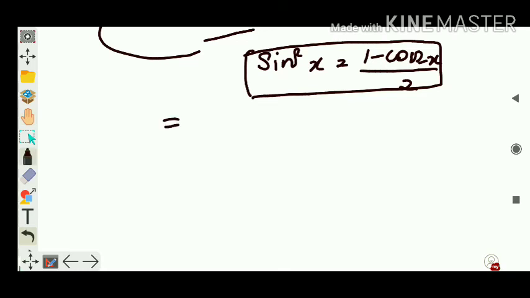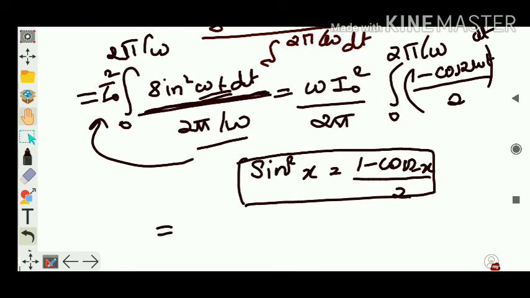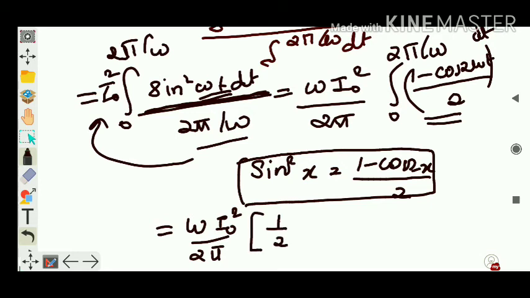So this is equal to, we stopped with this function, remember this section? I'm continuing with that. So omega I naught squared by 2 pi, bracket, there is a 1 by 2 for the 1 and 1 by 2 for cos 2 omega t. So 1 by 2, integral of 1 dt is t itself.